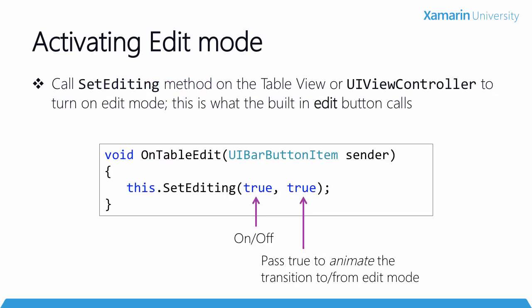The edit button will turn the editing mode on and off by calling the setEditing method on the active UI view controller that the navigation bar is associated with. If you use your own button or some other UI paradigm, then you will need to call this same method to control the editing mode activation. It takes two parameters, both Booleans.